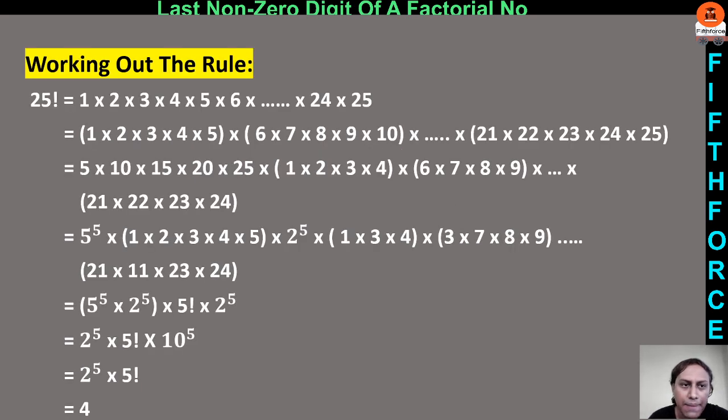Okay, let's take this example. Before going ahead with 100 factorial, let's take this example. Let's say factorial 25. How to find out the rightmost non-zero digit? Alright? What is factorial 25? 1 into 2 into 3 up to 25.